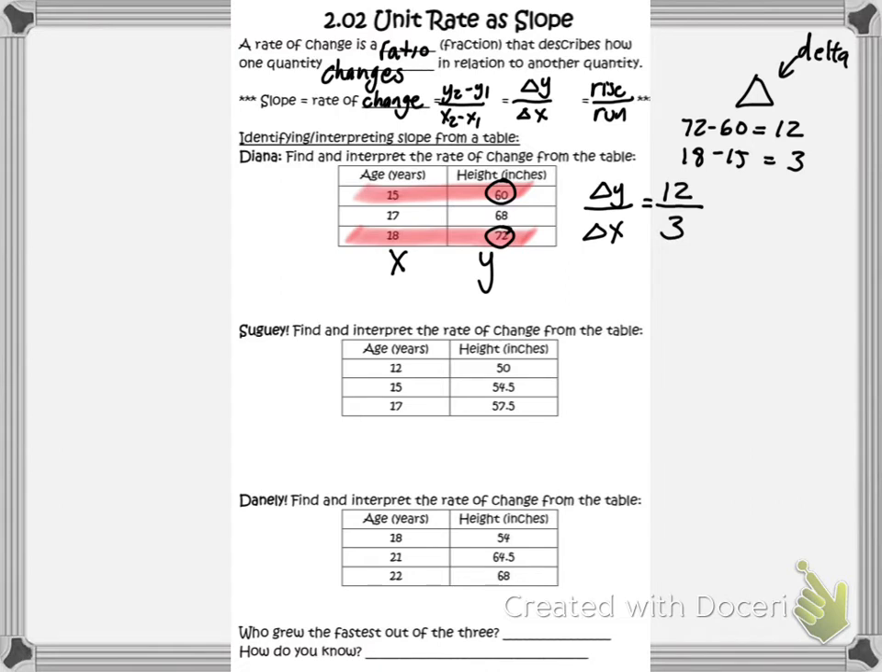Right? But don't forget, y also measures something. Y measures inches. So 12 inches. And delta x is measured in years. And this is going to give us 12 over 3. I can simplify 12 over 3 as 4 over 1. This gives me 4 inches in 1 year. So this table is telling me that Diana is growing at 4 inches a year. This is her rate of change.